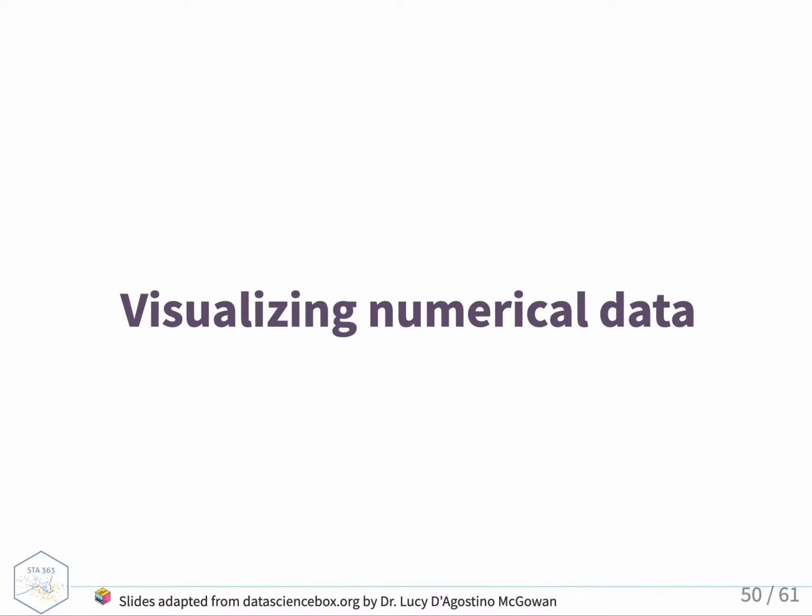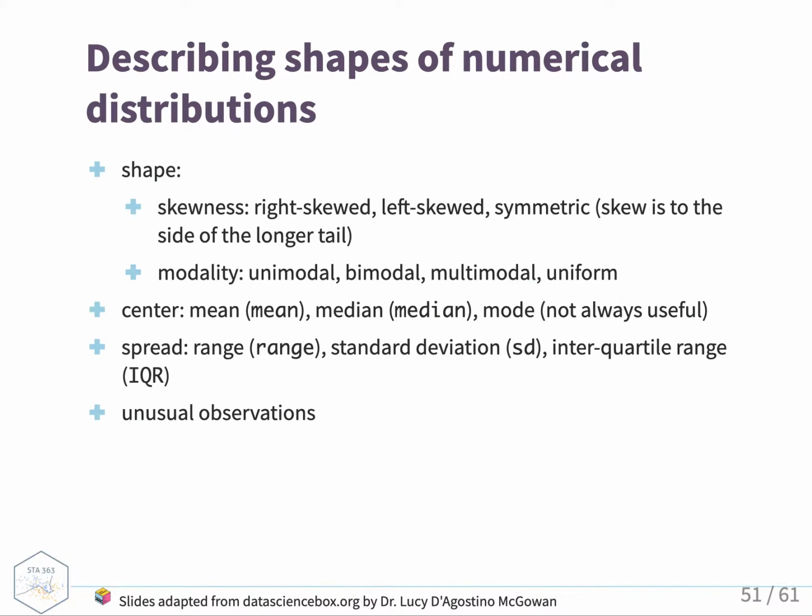And so visualizing numeric data. Describing the shape of numeric distributions can be really important. The different ways that numeric data could be shaped, we could have skewness, meaning it could be right skewed or left skewed or symmetric. And this is, I find, always really hard to remember, but skew is to the side of the longer tail. So if it's right skewed, then it has a long right tail. If it's left skewed, it has a long left tail. If it's symmetric, it's not skewed.